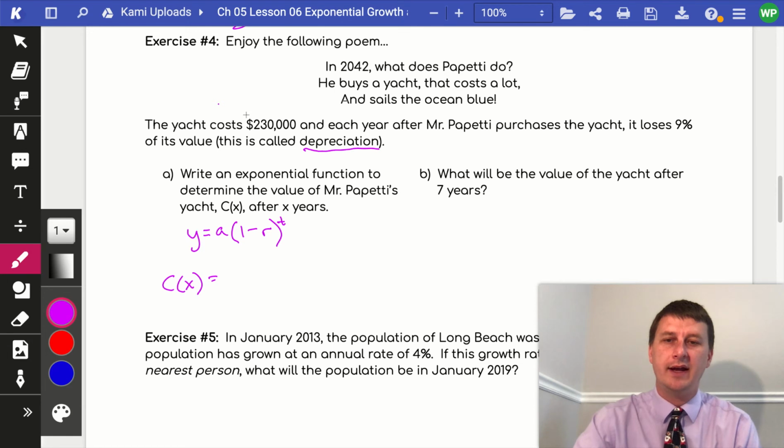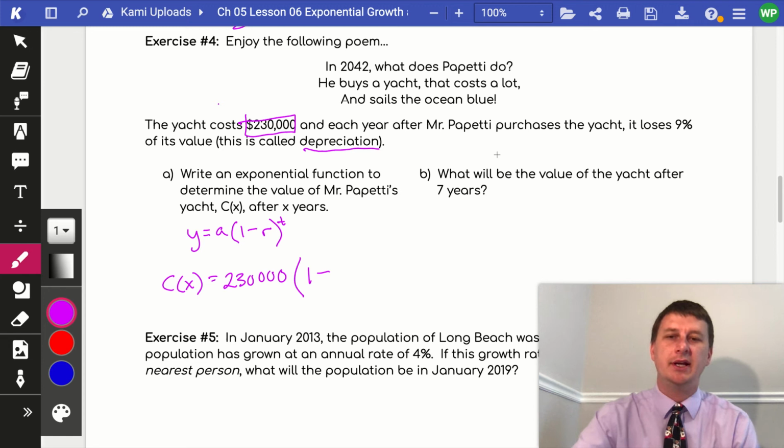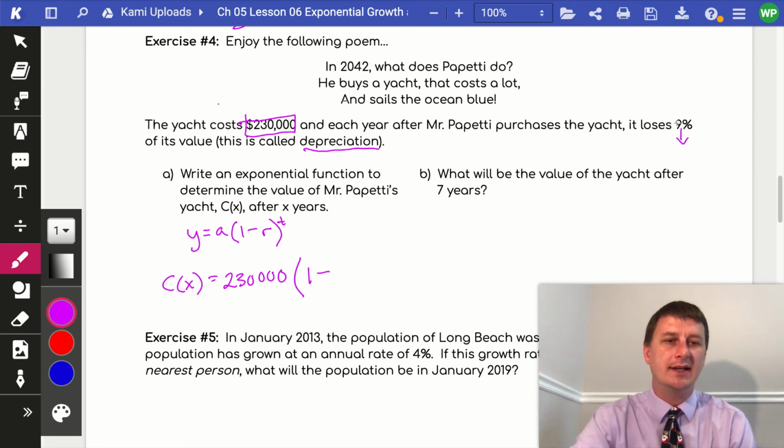So the initial value is 230,000, parentheses 1 minus r, where r is our rate that we're depreciating by, and that's 9%. But we need to convert 9% to a decimal before we put it into this formula. We don't want to do 1 minus 9. We want to do 1 minus 0.09 as a decimal. And instead of t, it says to use x years, so we're going to do to the x power.